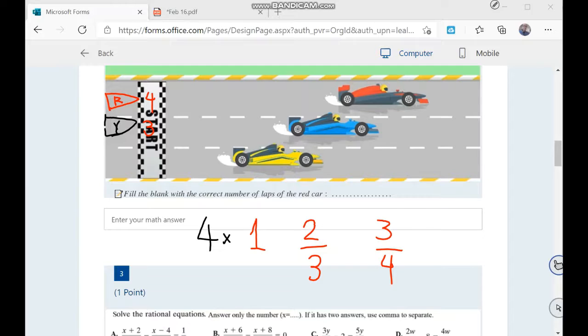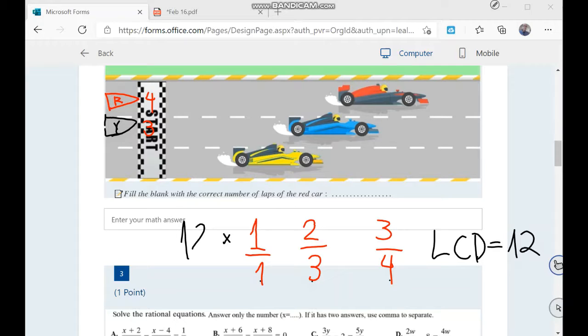The least common denominator is the smallest number that you're going to multiply all these fractions by, to make all the fractions integers. So we need to find the least common denominator between 1, 3, and 4. And the least common denominator is equal to 12.